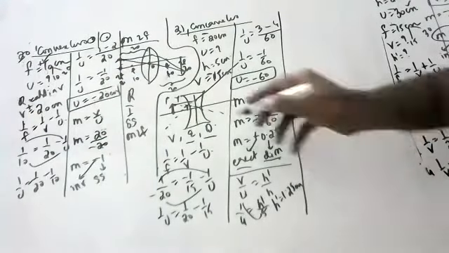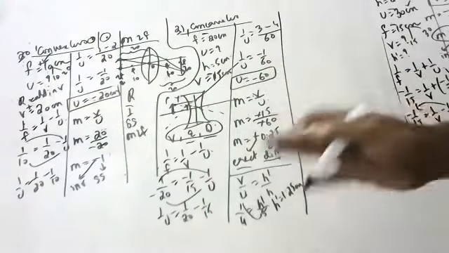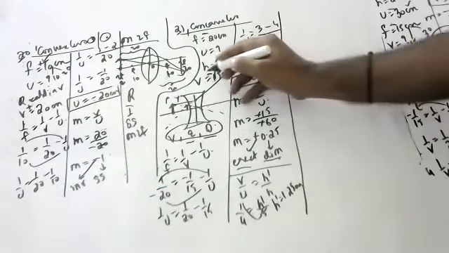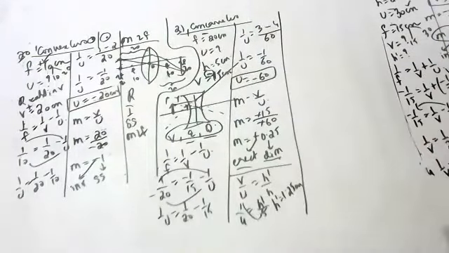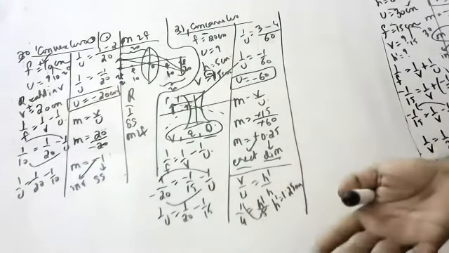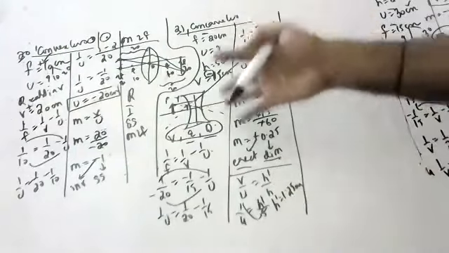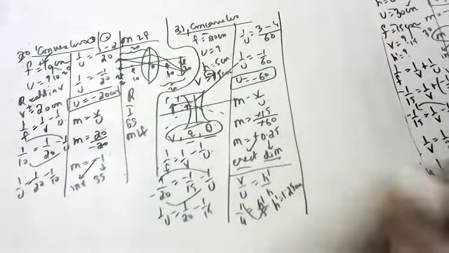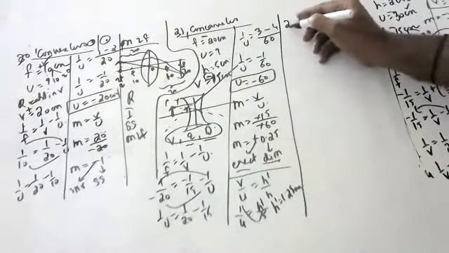So what are the characters of the image? Virtual, erect, diminished. Actually you should draw the diagram at the last. Here I drew it first because I wanted to show why I am taking minus. Whenever you draw is fine, because in other sums, without knowing the focal length and object distance, I can't tell what the heading is. But in a concave lens I drew first because there is only one heading, anywhere on the principal axis.